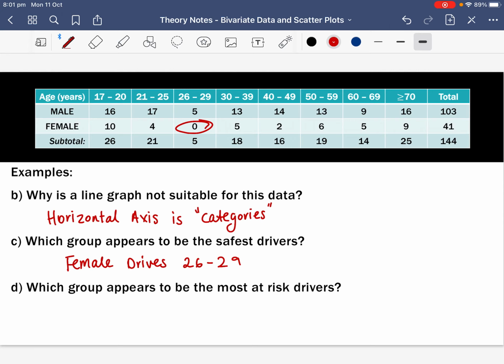And the group that appears to be at the most risk, when we look at it, we would think it would be males aged 21 to 25. However, it's important to note that the greater than or equal to 70 represents more than 10 years. It should be noted that this category the 21 to 25 only represents 5 years, whereas the 17 to 20, males aged 17 to 20, represents 4 years. So it has a worse average.